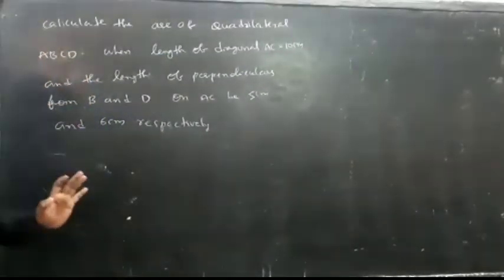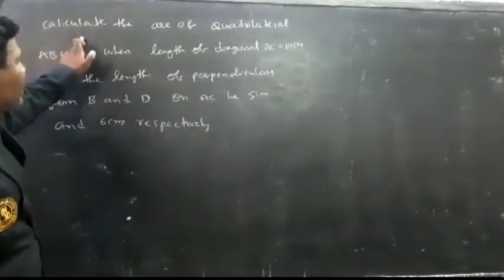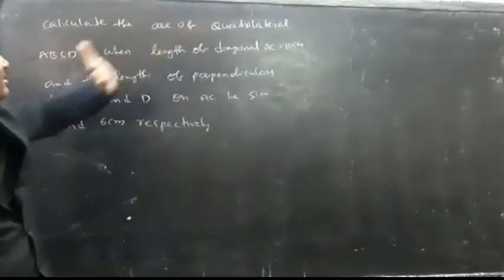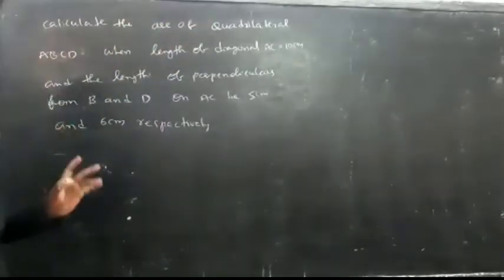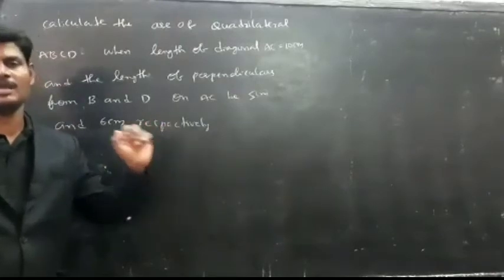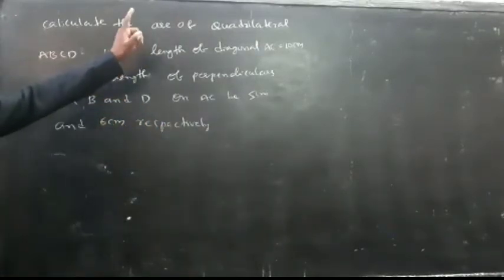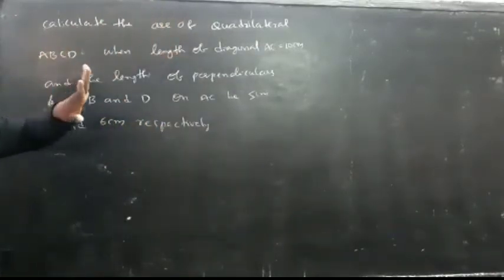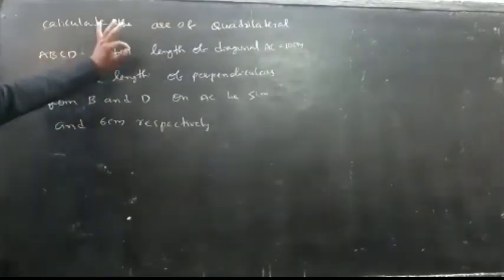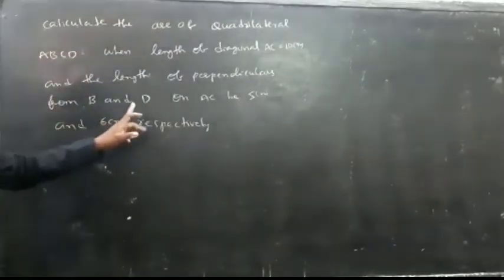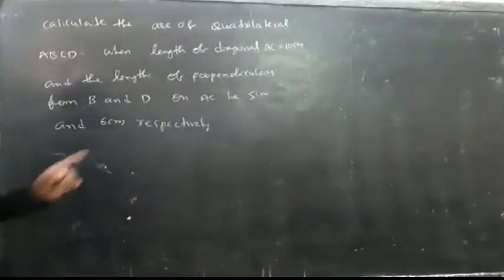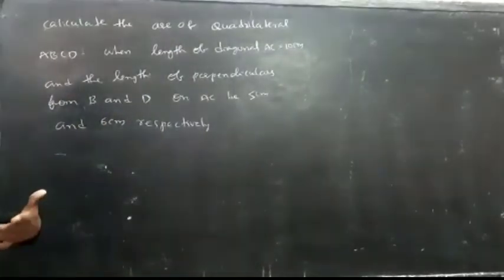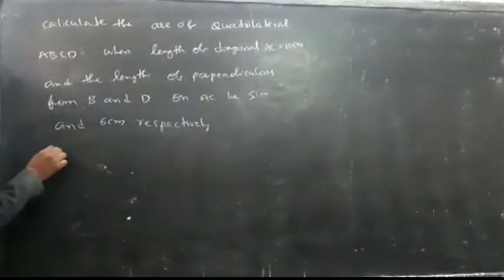Here is another question in division class. Calculate the area of quadrilateral ABCD. The name of the quadrilateral is ABCD. When the length of its diagonal is 10 centimeters and the lengths of perpendiculars from B and D on AC are 5 centimeters and 6 centimeters. See here, solution.